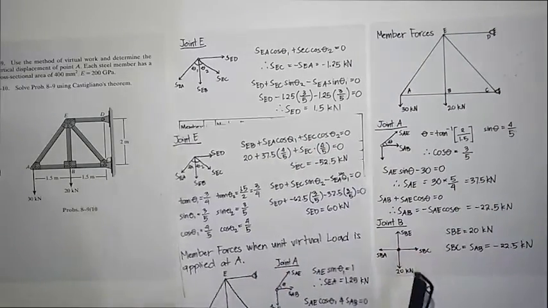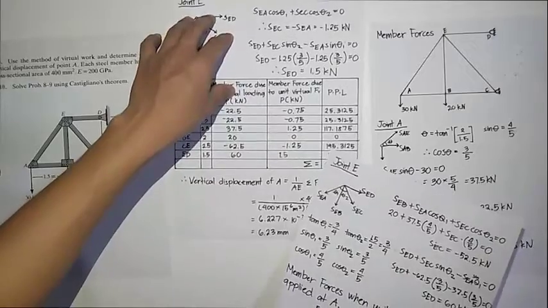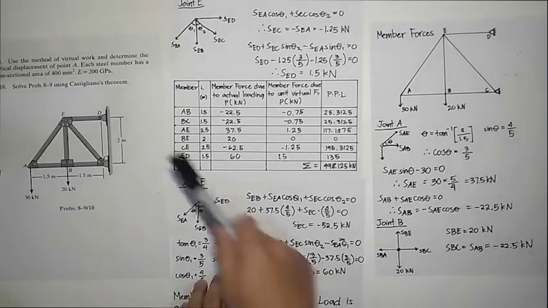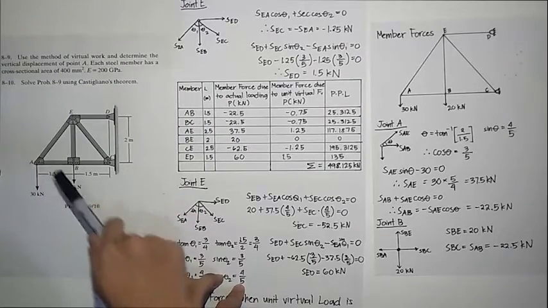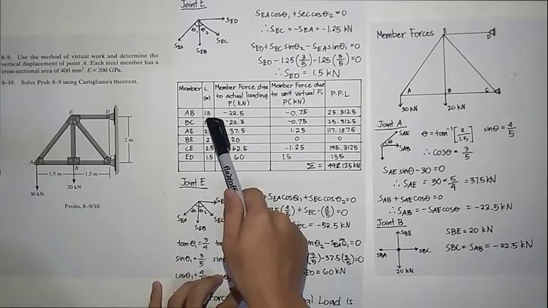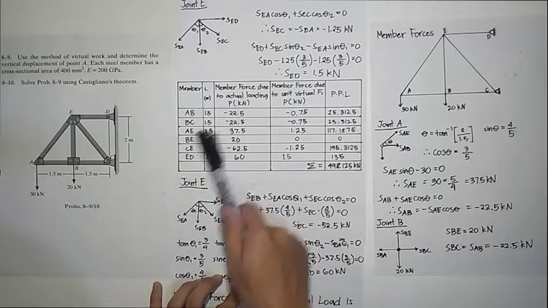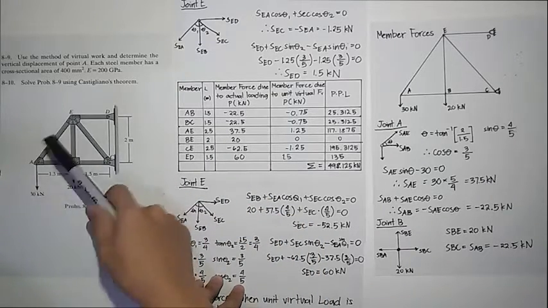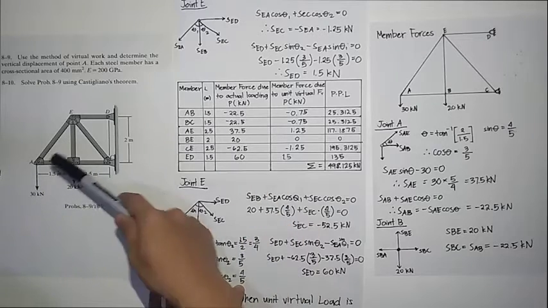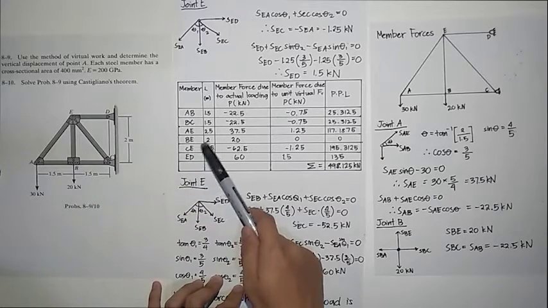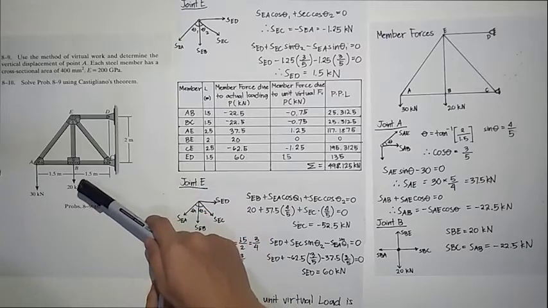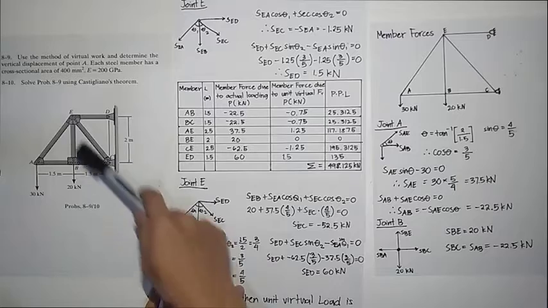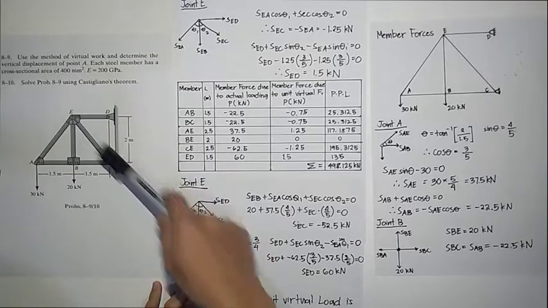So, ito na po yung table. Sa member AB, ang length niya po ay 1.5, BC 1.5 pa din, AE ay 2.5, by using the Pythagorean theorem. And then ang BE ay 2. Then CE is 2.5 pa din, kagaya lang po ng AE.